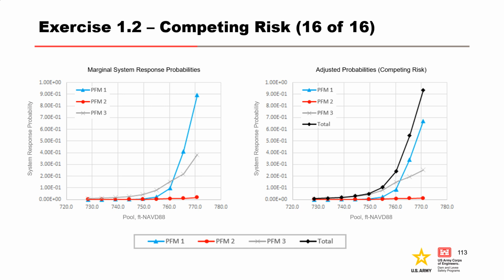Here are the plots of the marginal system response and the adjusted system response using the competing risk model. As with the common cause adjustment, you can see that the probabilities for all three potential failure modes have been reduced. If you compare the results for the competing risk model to the results from the common cause adjustment, you will find that the probability for PFM1 is slightly higher in the competing risk model. You will also find that the probabilities for PFM2 and PFM3 are slightly lower in the competing risk model, but the calculated total probability is the same.